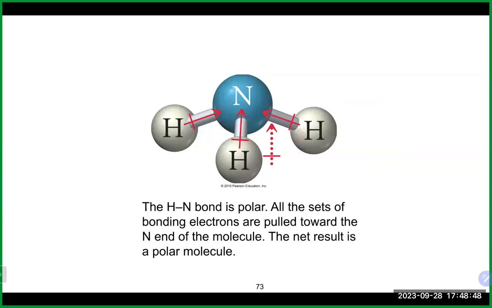Same thing here with ammonia. A reminder that we do have these non-bonding electrons. So we do have a net dipole moment heading towards the nitrogen, and overall heading upwards towards those non-bonding electrons as well.